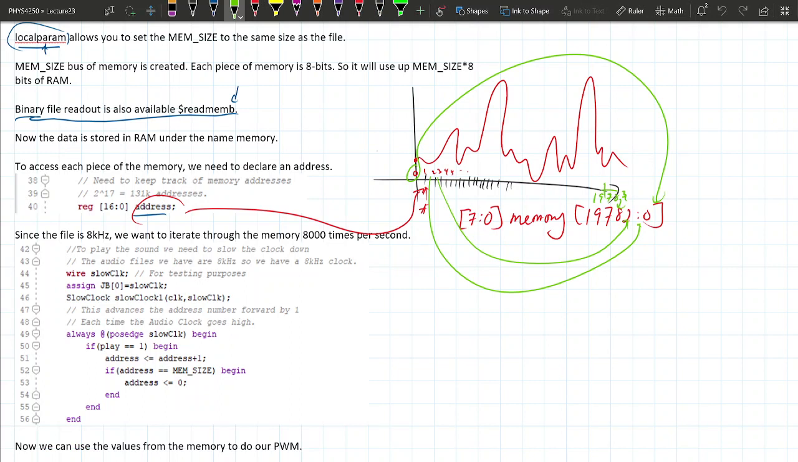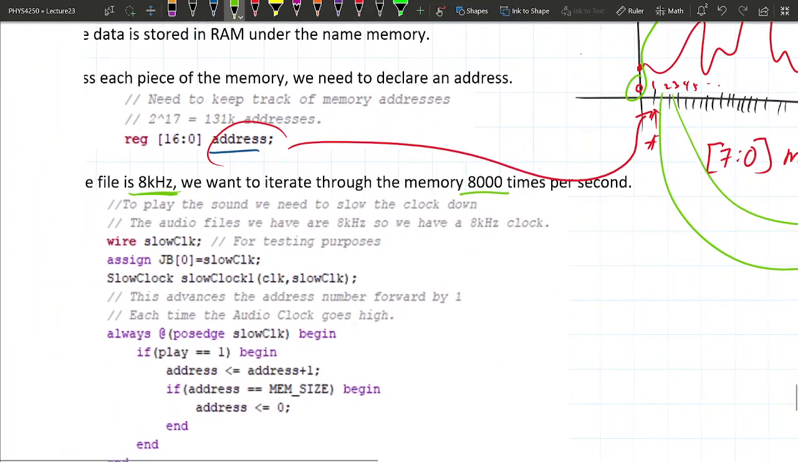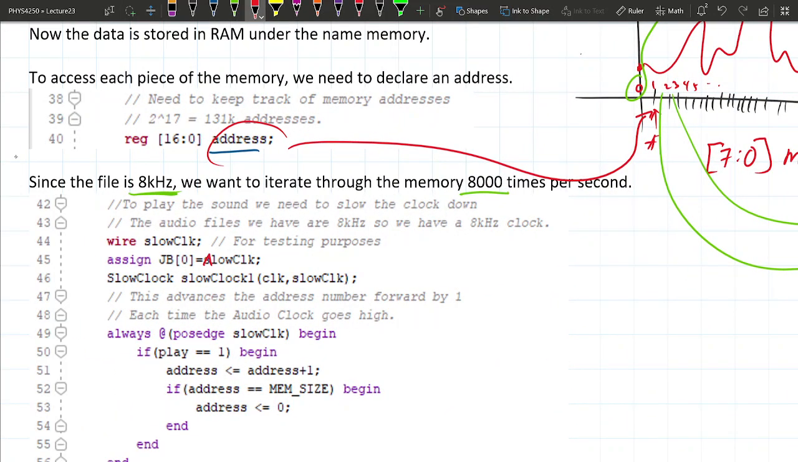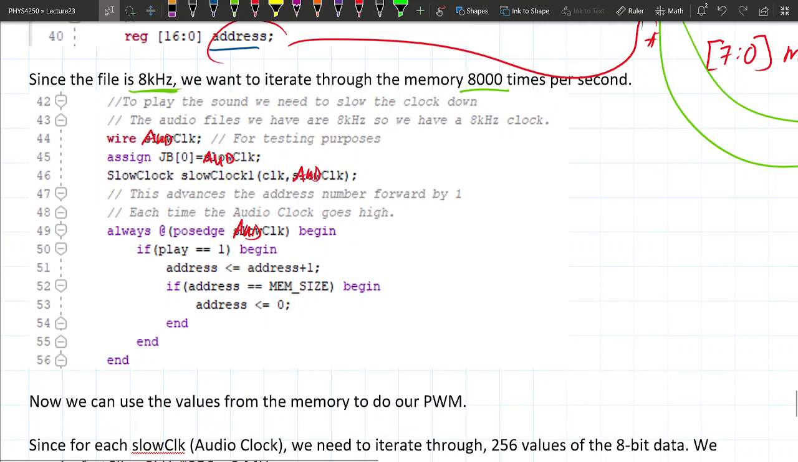So yeah, since the audio file is 8 kilohertz, you want this memory address to change 8,000 times per second. In fact, in the notes, I thought I changed this to odd clock. I just changed the name of it, so it doesn't actually do anything. So I'll just show you the code for how that happens, even though I wasn't supposed to, because I think this is part of the homework. So if you take a picture of this, then you've done one of the problems in the homework.